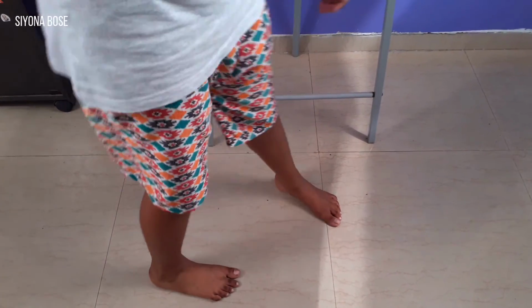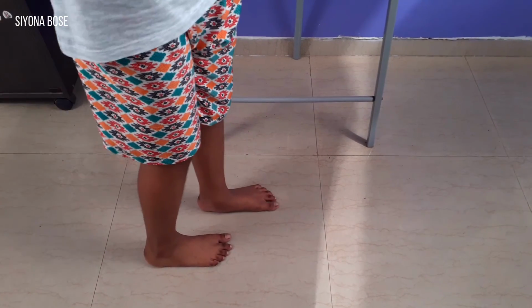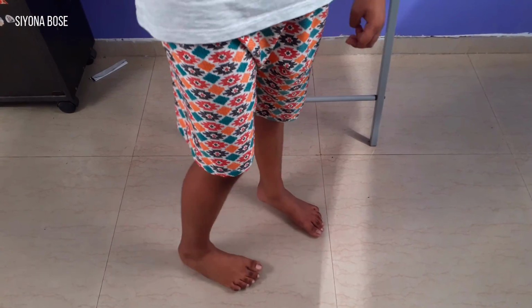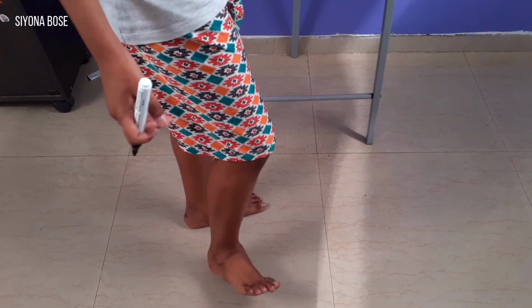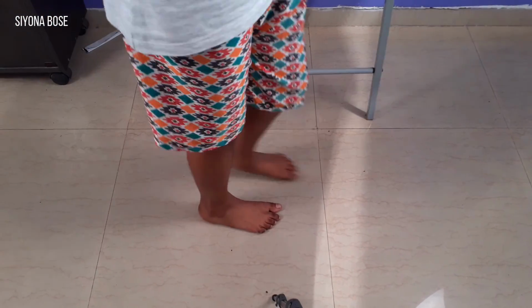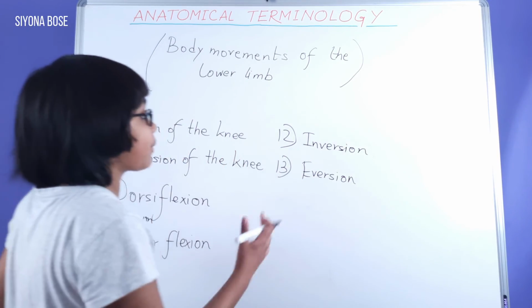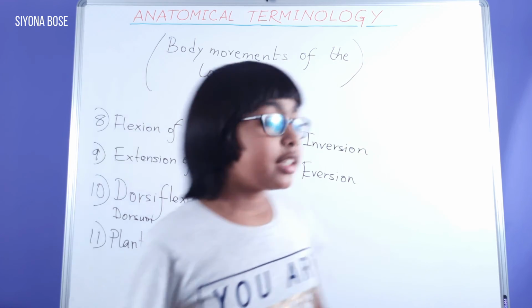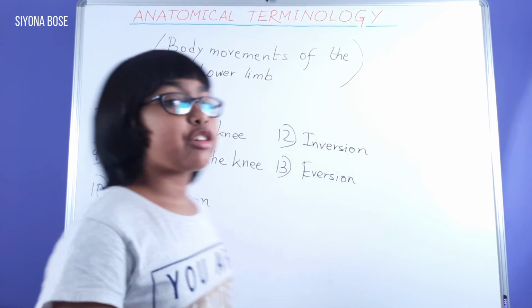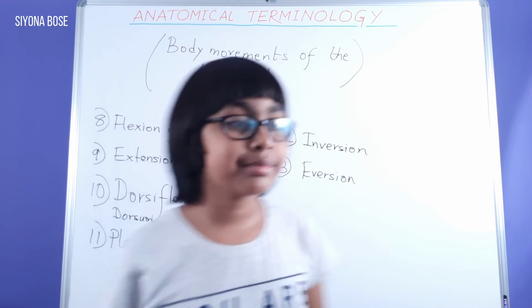And when we lift the lateral border, this part of the foot, that is eversion, just like this. So that was about the movements of the knee and the foot. Now you may take a look at the board.